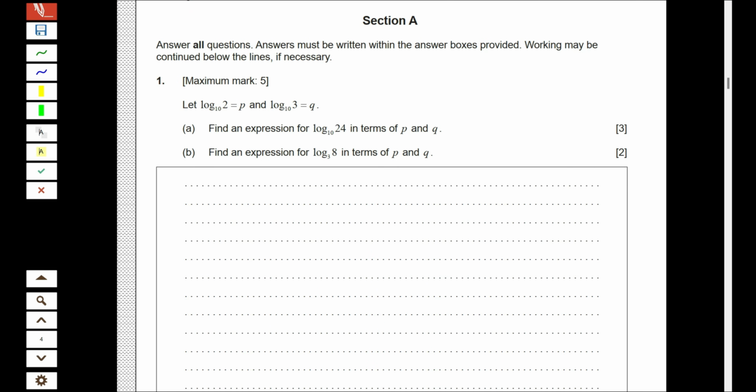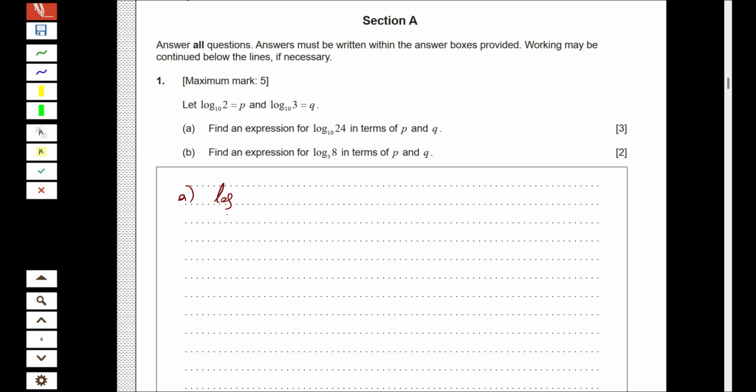Question 1. Let log base 10 of 2 equal p and log base 10 of 3 equal q. Find an expression for log base 10 of 24 in terms of p and q. Find an expression for log base 3 of 8 in terms of p and q.